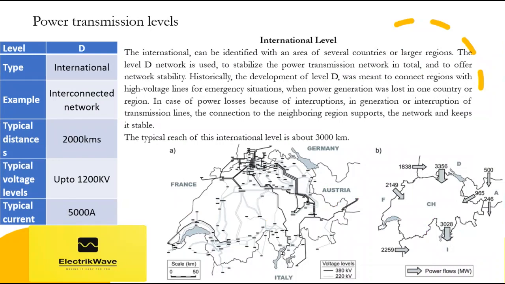This is an international level. The international level, level D, can be identified with an area of several countries or larger regions. The level 4 network is used to stabilize the power transmission network in total, and to offer network stability. Historically, the development of level 4 was meant to connect regions with high voltage lines for emergency situations, when power generation was lost in one country or region. In case of power losses because of interruptions in generation or interruption of transmission lines, the connection to the neighboring region supports the network and keeps it stable.